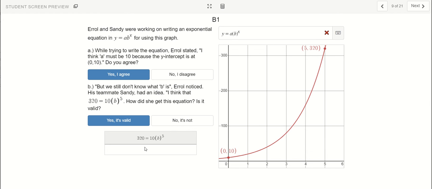First, we need to divide both sides by 10. So 32 equals b to the 5th. Remember that exponents mean repeatedly multiplying. So this means that I have 5 b's all being multiplied together. 2, 3, 4, 5.